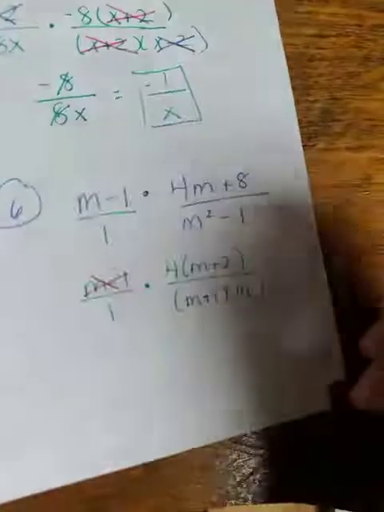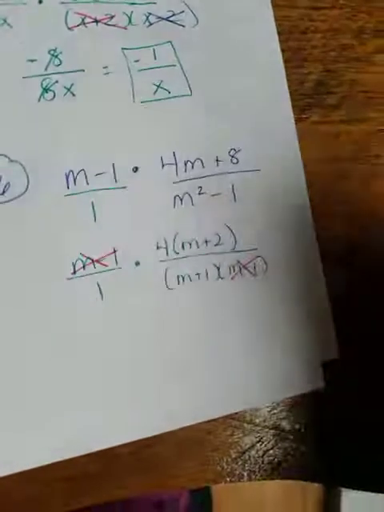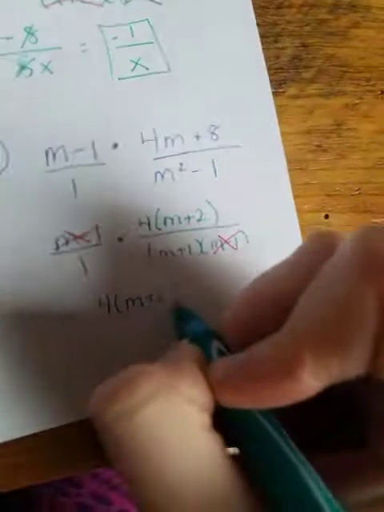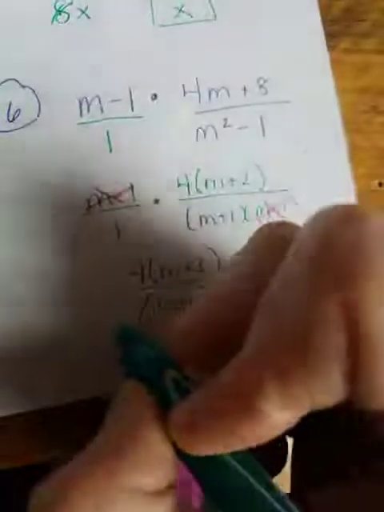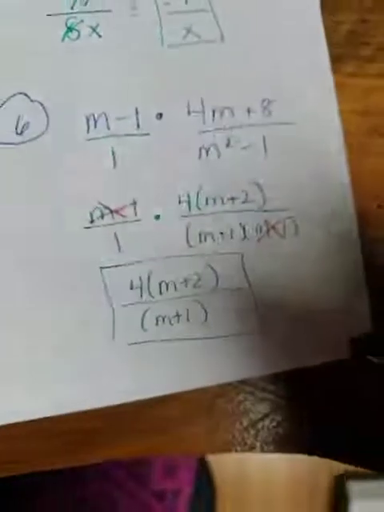You got an m minus 1 and an m minus 1. Those cross out. And nothing else. So numerator is a 4 times quantity m plus 2. Denominator 1 times quantity m plus 1 is just m plus 1. Again, those m's do not cancel out because they are part of binomials.